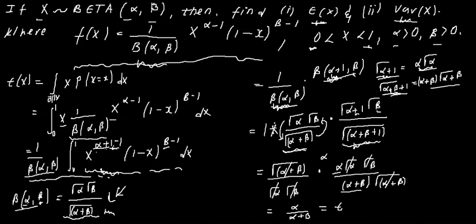So this is equal to the expected value. So we are done with the expected value. This is the expected value of the beta distribution. How about the variance? So let's go on and compute the variance.